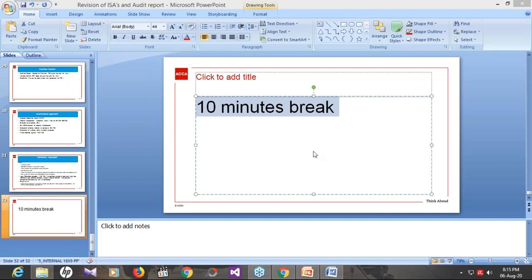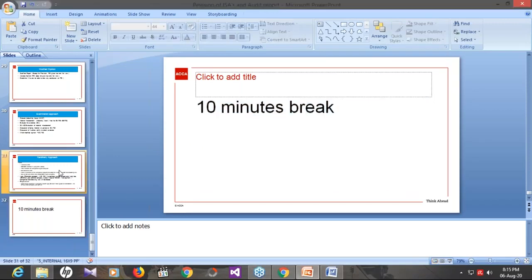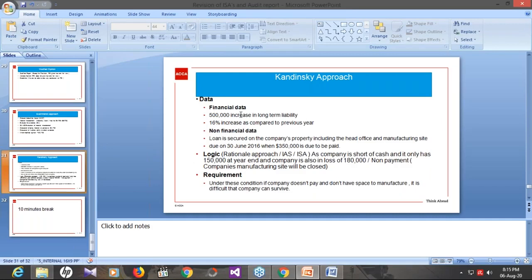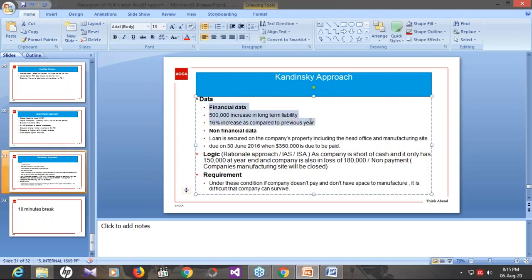So dear students, welcome back. So before break, we were discussing these things. So the area in which most of the students lack and they can't use the data is basically the financial data. Students do not relate the financial data that is provided in exam.